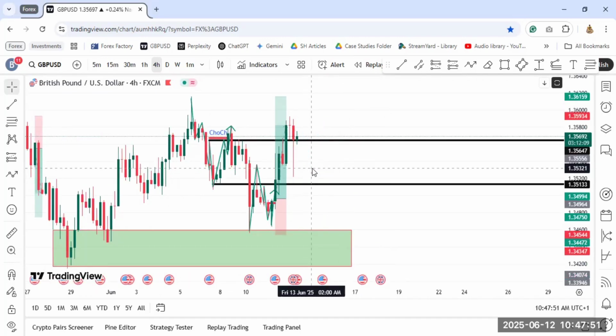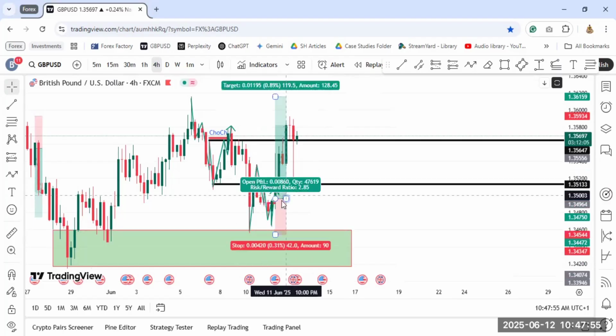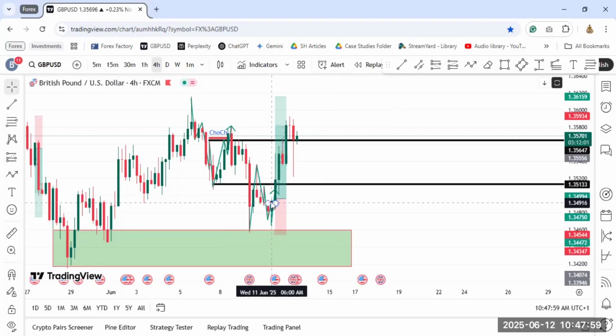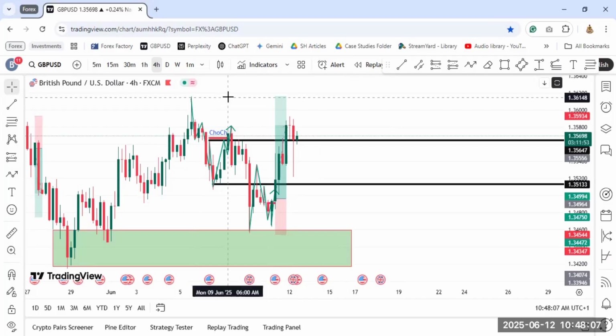So you could see that from 4 hours, we drew our demands on market, tapped into it. We looked for a change of character upon tapping into our demand zone on 15 minutes. And we are to ride this market to keep going until it clears this high. That is what is happening.